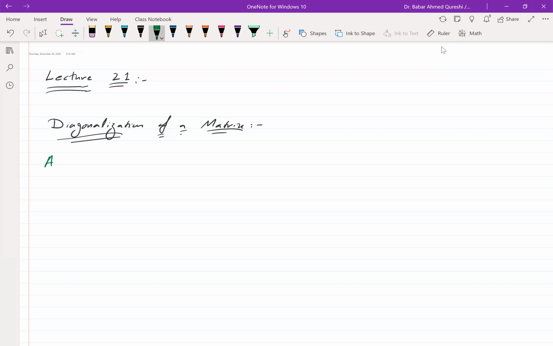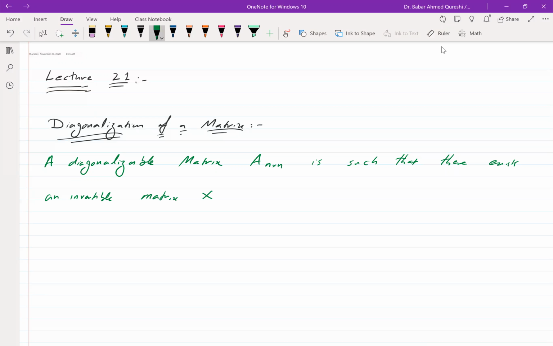So a diagonalizable matrix A, which is an n by n matrix, it only works for square matrices, is such that there exists an invertible matrix X, so that X inverse A X is equal to a diagonal matrix.